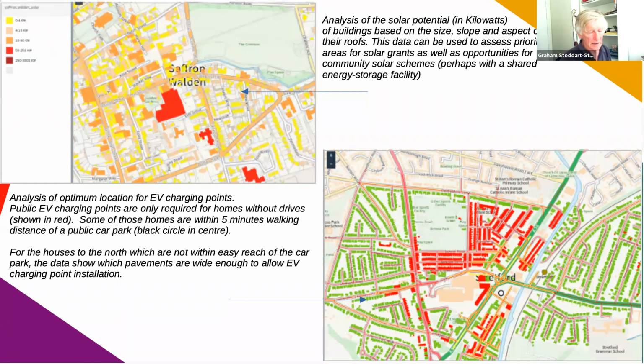So what they've done is said all the houses in red do not have driveways, and therefore they would benefit from having a charging point somewhere near. And the nearest available point is the parking lot, which is a public car park owned by the council. So you should be putting in X number of charging points in there to satisfy the buildings all within a 5-minute walk or whatever. So it's just another way of looking at the situation.